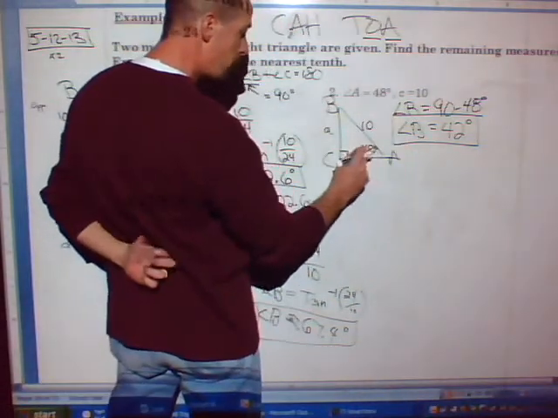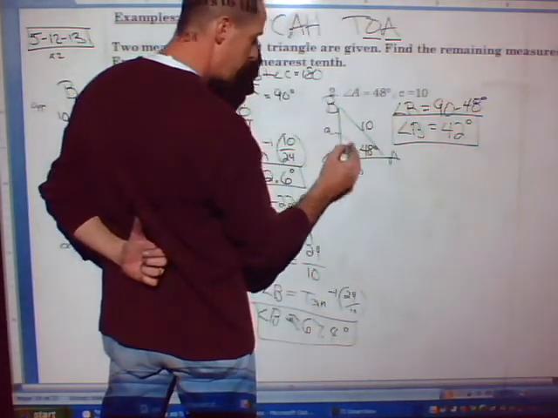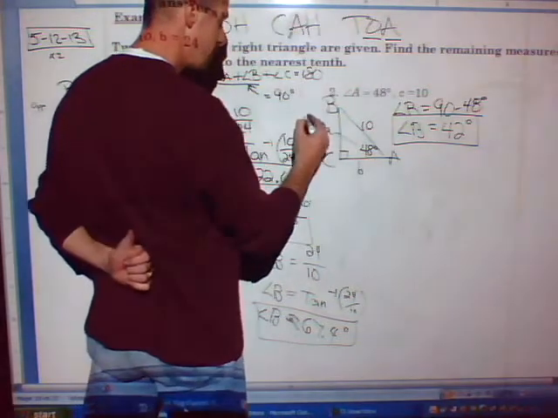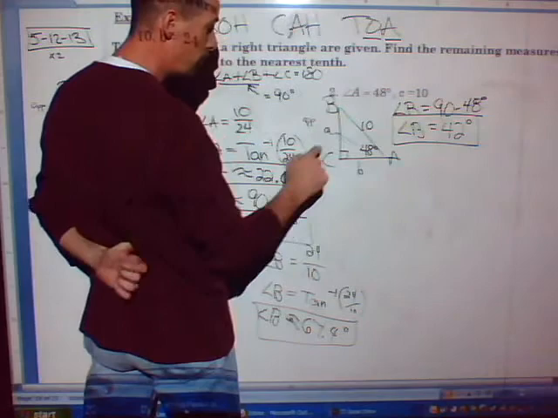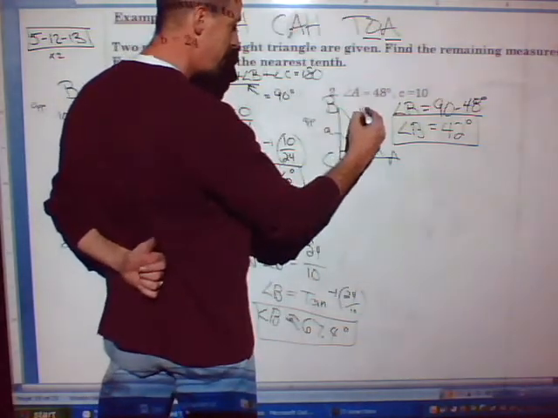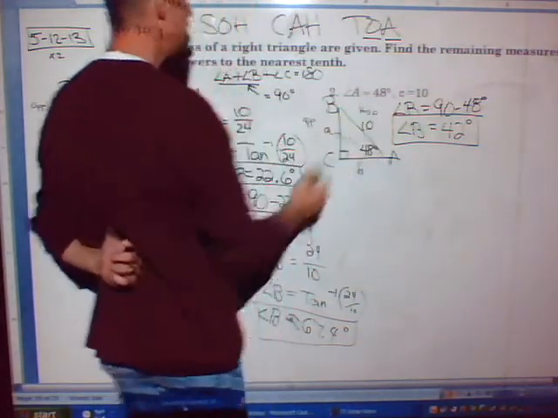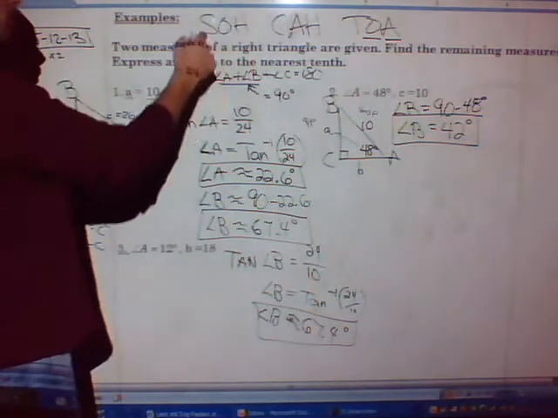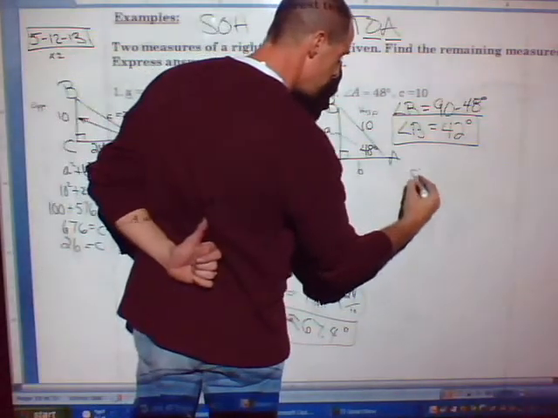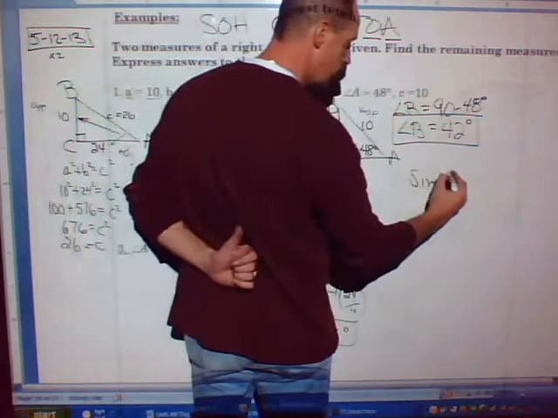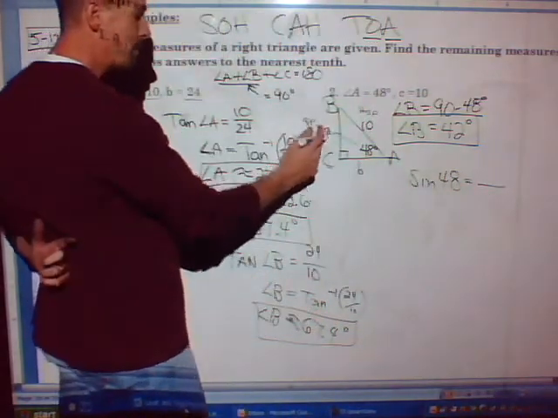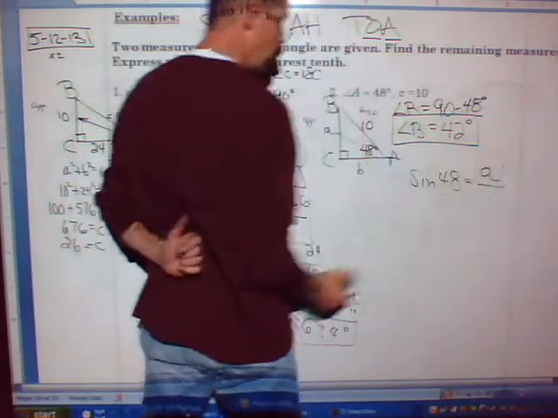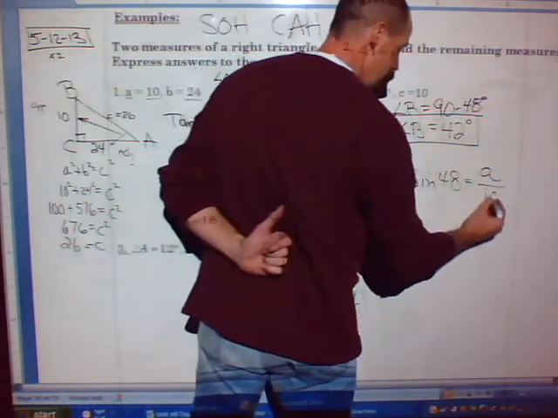So where is side A compared to 48 degrees? This is opposite. Where is the 10? Because we can't have 2 variables, so we have to use the 10. 10 is the hypotenuse. So opposite and hypotenuse, that's sine. So we know we're going to use the sine here. It's going to be sine of 48 degrees equals, now, opposite, which is A, over the hypotenuse, which is 10.